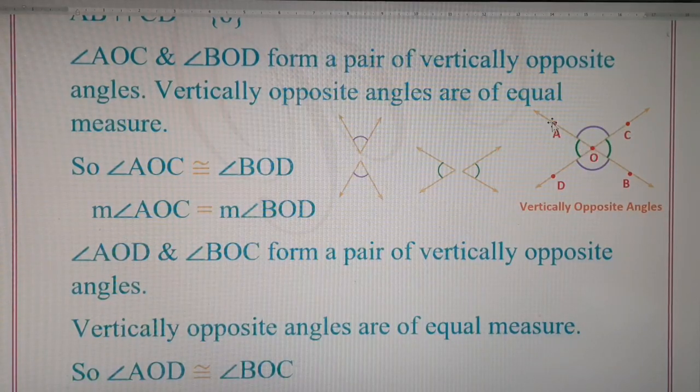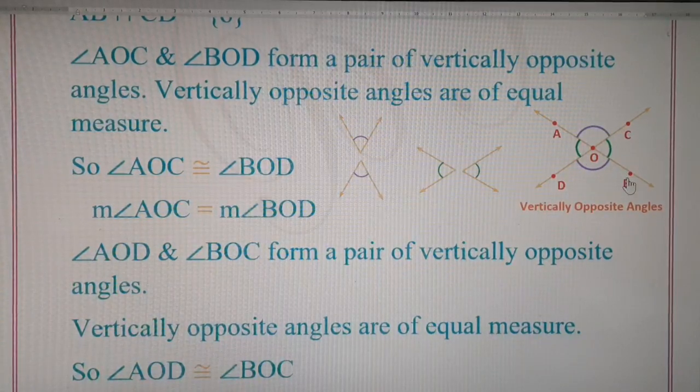So here in this diagram we can say this violet colored marked angle is angle AOC and angle BOD. They are congruent angles. That means their measures will be equal. If angle AOC is 30 degree, then angle BOD will be 30 degree.